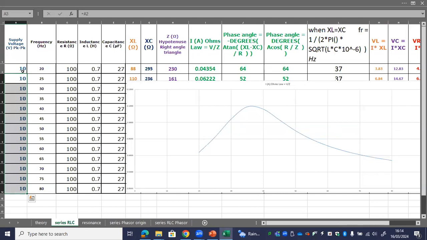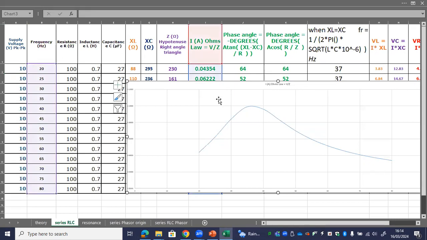So what we've got here is supply voltage 10. We've got a range of frequencies that we're calculating XL and XC, the circuit impedance Z, the circuit current I and the phase shift at different frequencies for the same component values of 100 ohms, 0.7 henries, 27 microfarads.